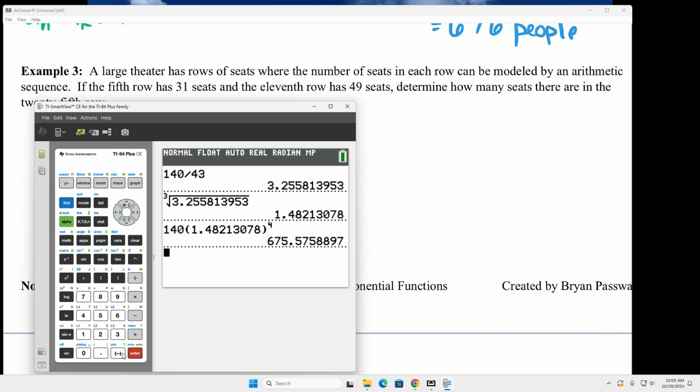On example 3, a large theater has rows of seats where the number of seats in each row can be modeled by an arithmetic sequence. We do know that the 5th row has 31 seats and the 11th row has 49 seats. And so we want to determine how many seats there are in the 25th row.